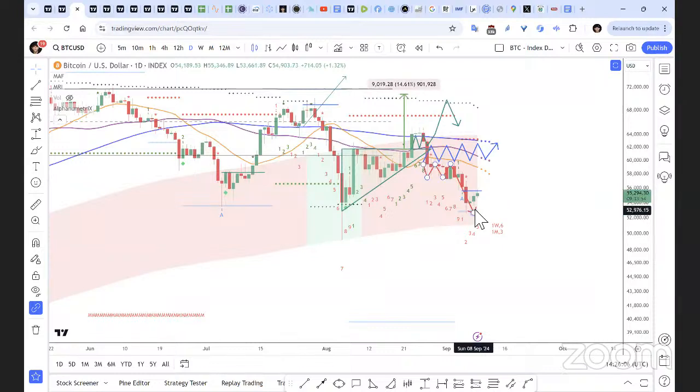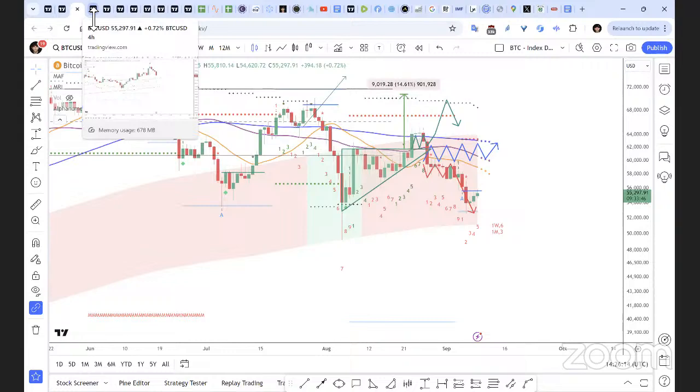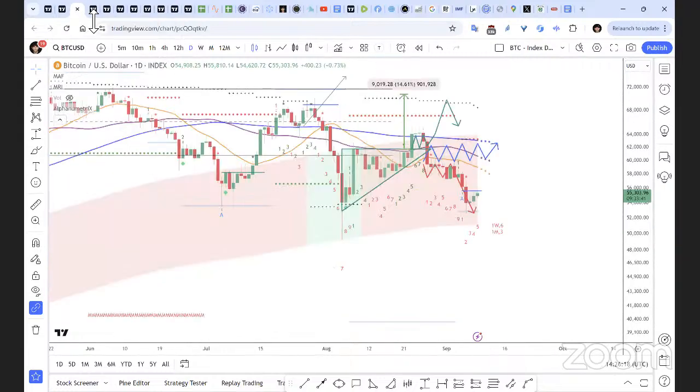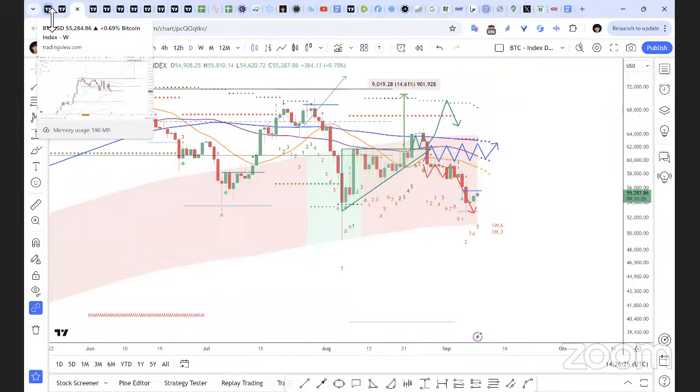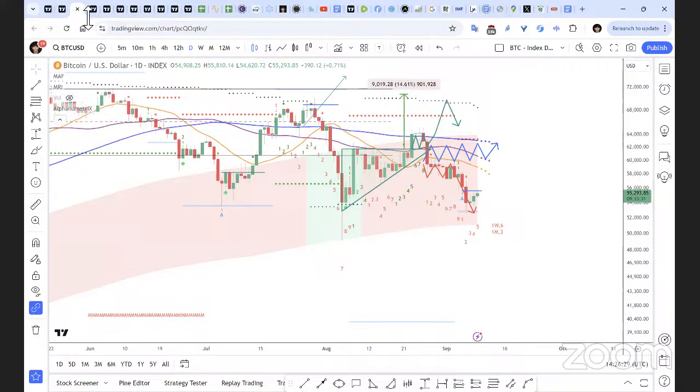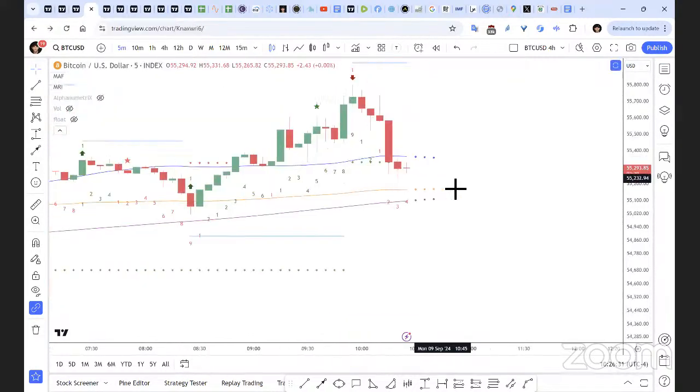But considering how we're still well below resistance, this is just a dead cat bounce to me on every single time frame. So again, I'm not in a rush to go long, regardless of whether I'm buying high and selling low. If the chart's not telling me to go long, I'm not going long. And that's pretty much it for the Bitcoin.